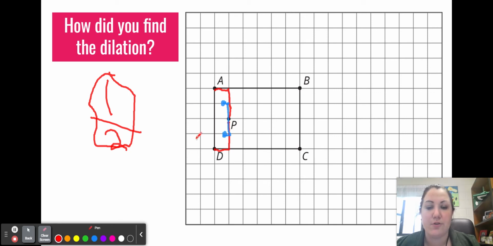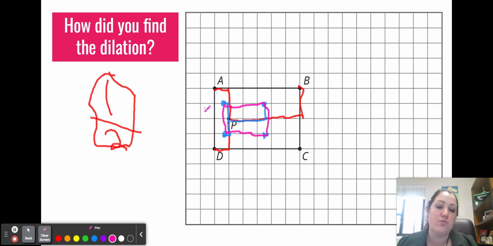And let's look at a different number. Let's go to B. B is 1, 2, 3, 4, 5 over and 2 up. So if I were to take half of those numbers, I would go 1, 2 and 1/2 over, and it's 2 up, so that means I would only go 1 up. And same thing right down here. If you look now, we have a rectangle here that looks almost exactly like our original rectangle, but smaller. And my center is still around point P.